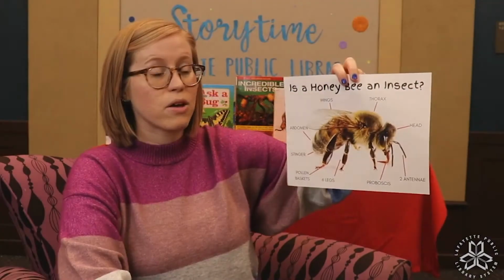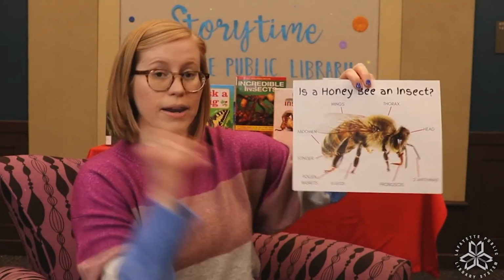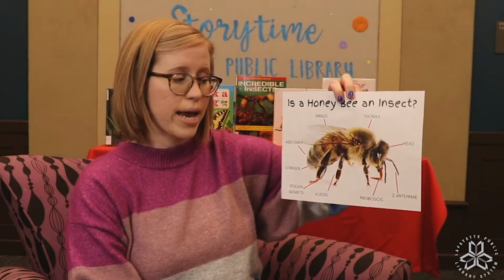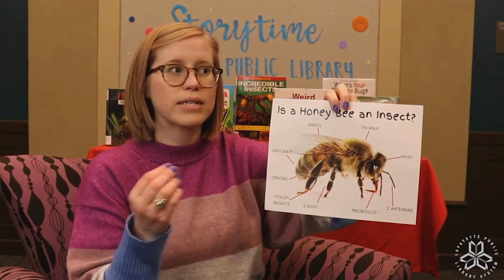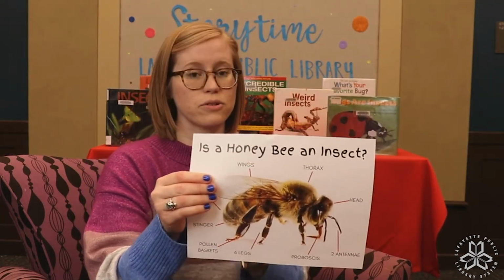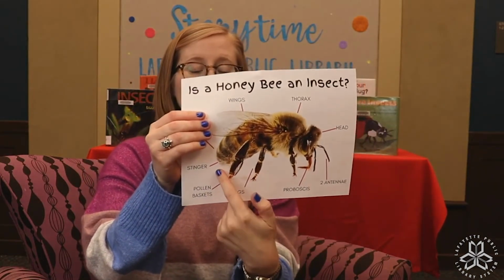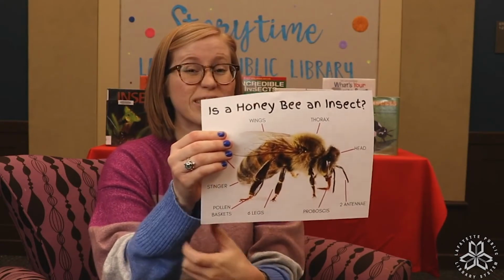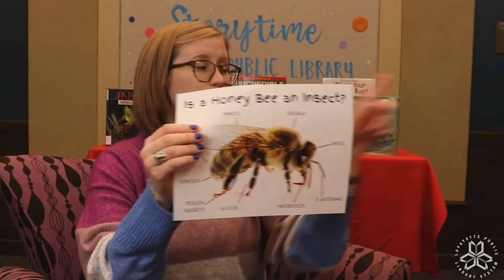And honeybees also have a stinger. Now, only female honeybees actually have a stinger. Only the females. The males do not have a stinger. And the stinger is part of the honeybee's body. So when a honeybee stings you, their stinger gets stuck inside you. And then when they pull away, the stinger stays and they fly away.